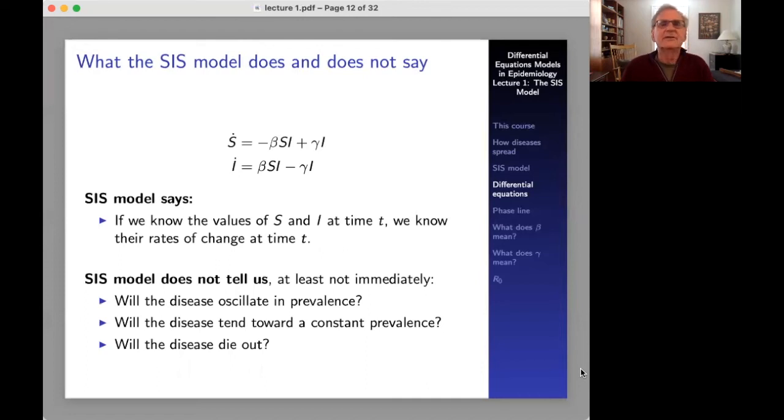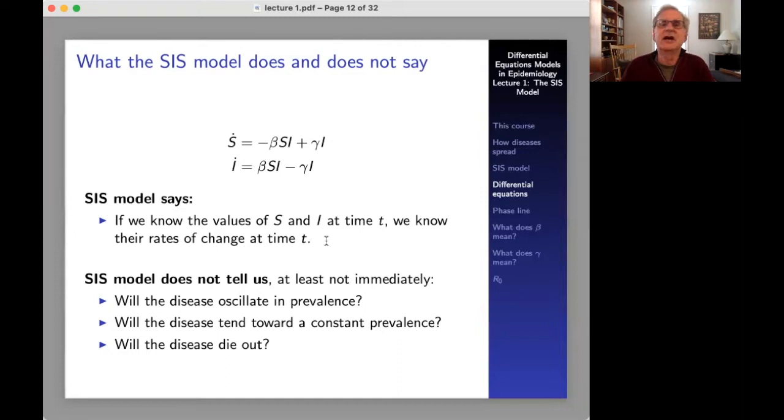So let's spend some time just talking about differential equations. I know you studied it, but we'll spend some time on it anyway, starting from the beginning. So let's be clear on what the SIS model says and does not say. Here's the SIS model. What it says is if we know the values of S and I at time t, we know their rates of change at time t. That's an instantaneous fact.